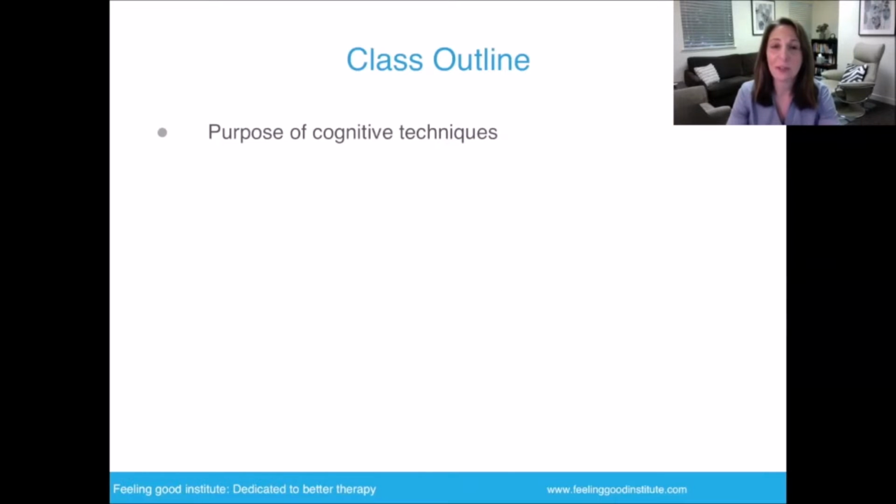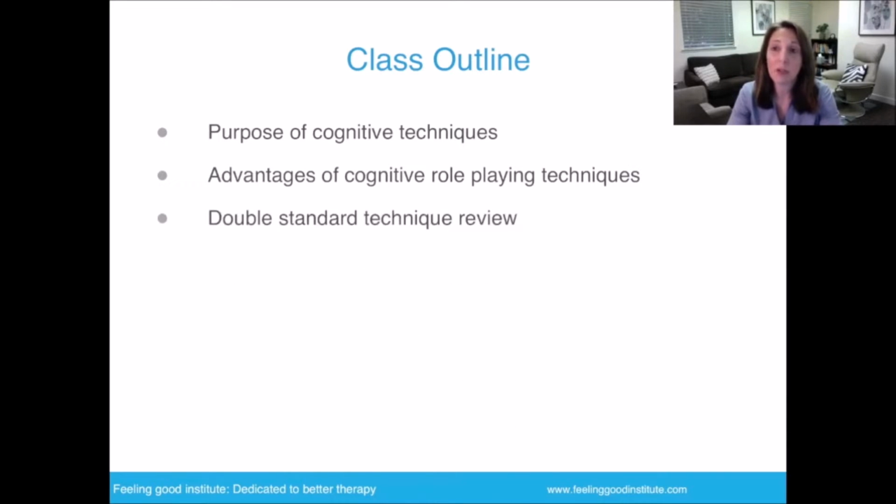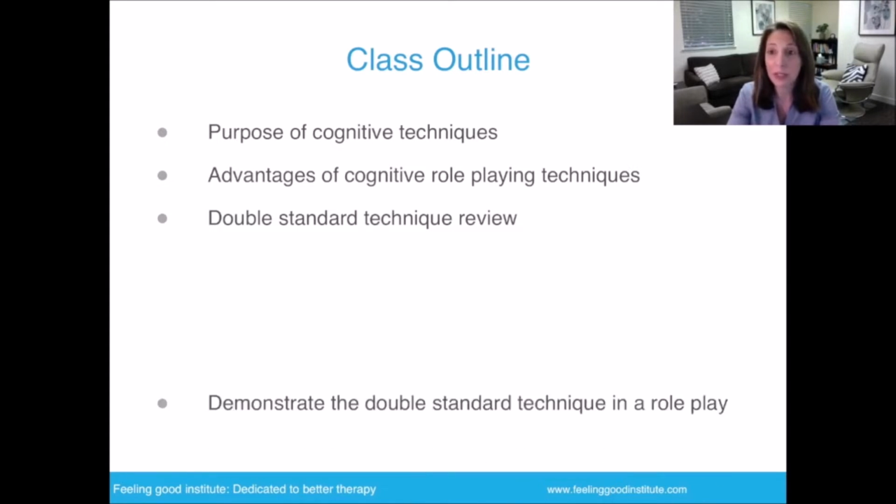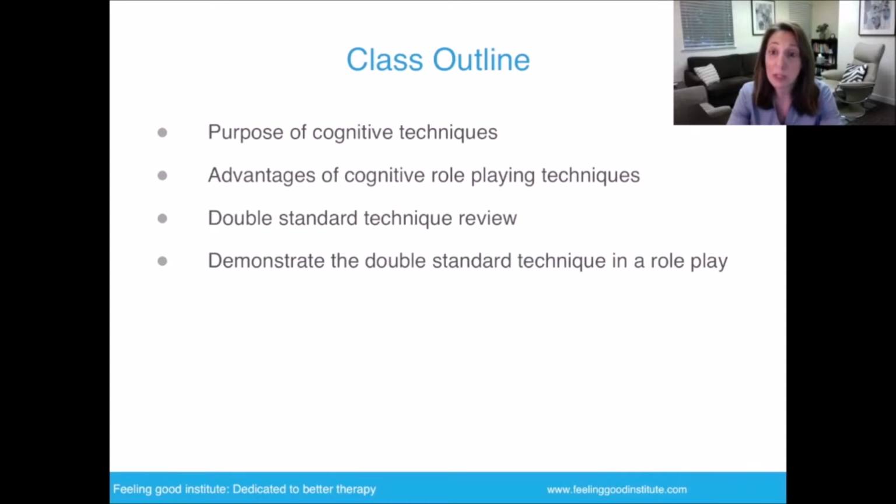So let's start with talking about the outline for today's course. First, we'll start with reviewing the purpose of cognitive techniques. Next, we'll talk about the advantages of cognitive role-playing techniques. Then we'll cover one specific, really fun and helpful cognitive role-playing technique that's called the double standard technique. I'll demonstrate the double standard technique for you in a role play with a colleague of mine.